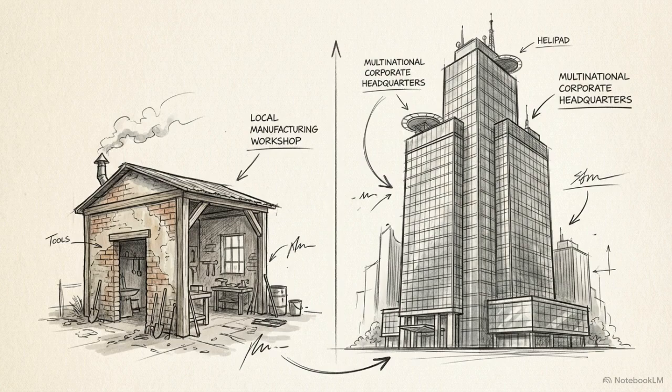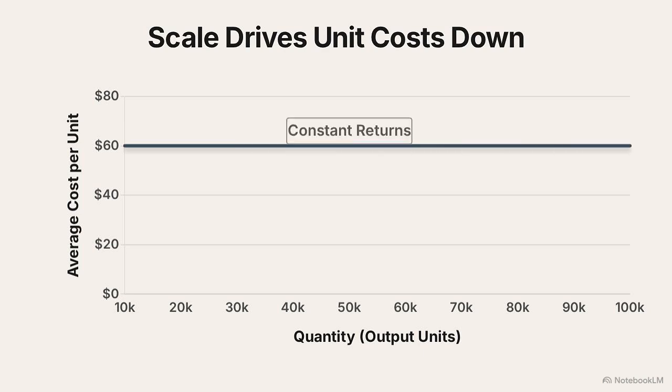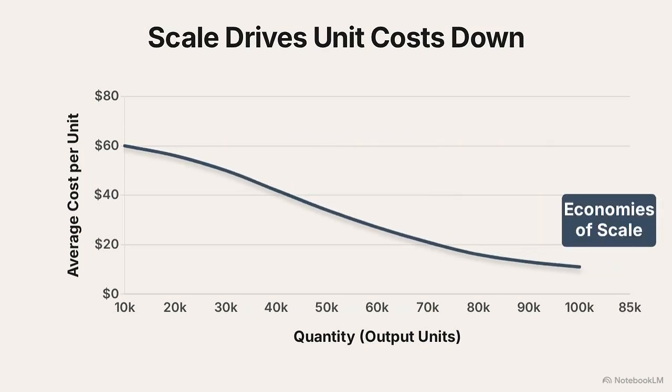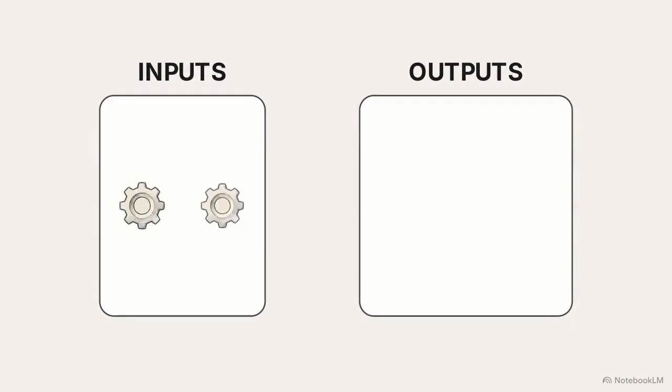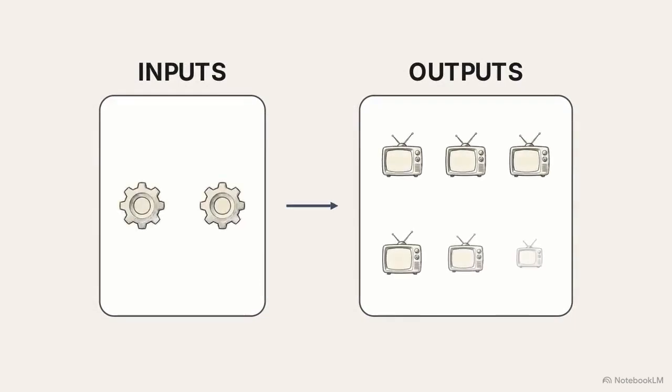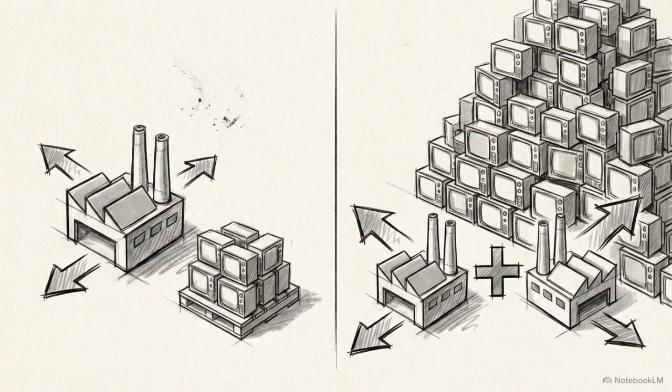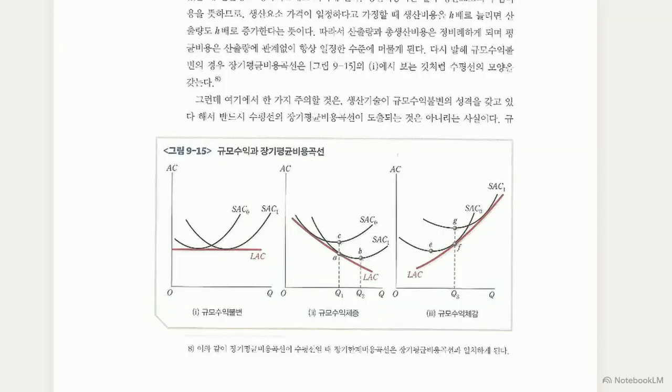This creates our central tension. If scale dictates market survival in the real world, then the LAC curve cannot remain flat. It must bend. Consider the condition of increasing returns to scale. This occurs when output grows faster than the inputs added. Doubling the factory might triple the number of televisions produced. This technological advantage forces the LAC curve to slope downward. As the firm's scale increases, the cost per unit falls, creating the condition we call economies of scale.